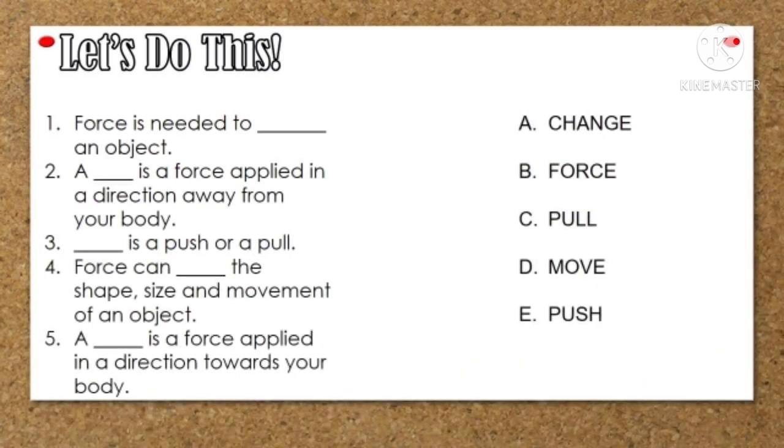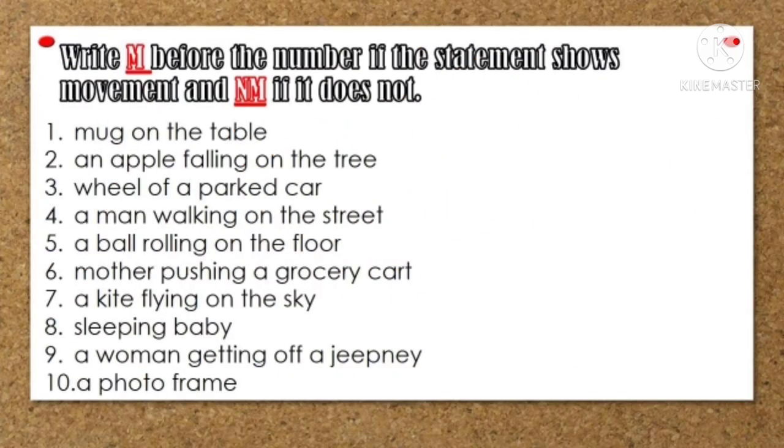Do this on a piece of paper and do not forget to write your name and section. Complete the statements on column A by supplying the words from column B. Next, write M before the number if the statement shows movement and NM if it does not.